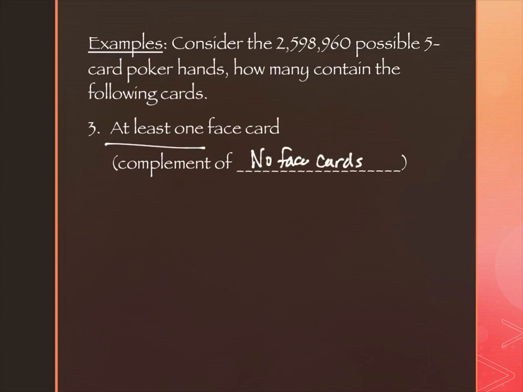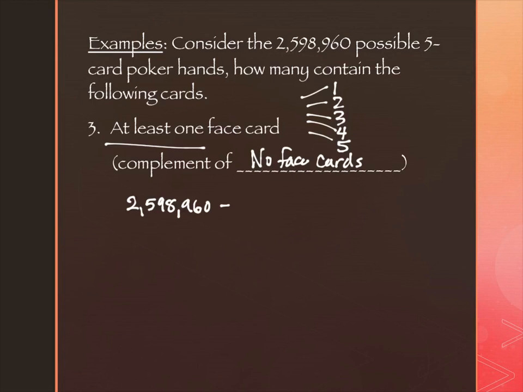If that's hard for you to conceptualize, think about writing out what it means to have at least one face card. Well, it means I could have one face card, or 2 face cards, or 3, or 4, or 5. What's the thing that's missing? 0. I didn't list that one. So having no face cards is going to be the contingent piece that I need for my complements here. So we have our 2,598,960, and we need to find the number of ways of having no face cards.